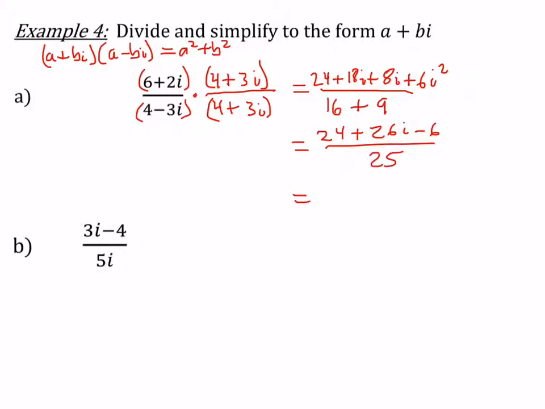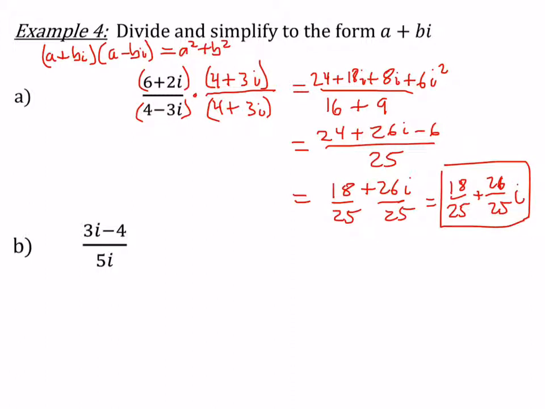Clean it up a little bit more. We get 24 minus 6 on top, that's 18. And what we're going to do here is divide both of these by 25, because dividing by 25 affects all the terms above. So we're going to break that up like that. And we're almost done. We'll just pull this i down. 18 25ths cannot be simplified, so it's 18 25ths. That's the real part. Plus 26 25ths i. So this is a complex number. We have a real part and an imaginary part.